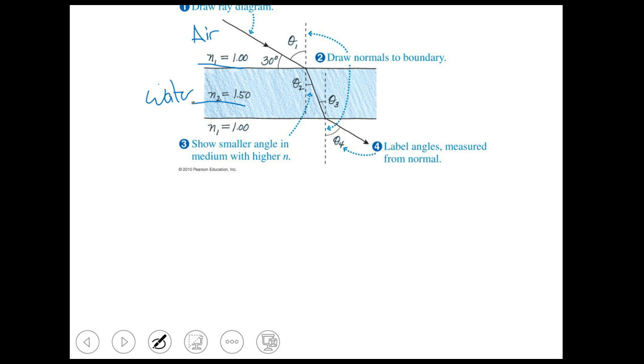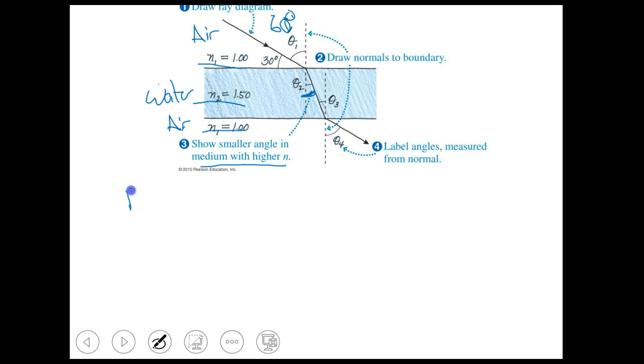Oh, and then it's actually going to go to air again, and so I need to write that index of refraction again. I know that the angle between the water and the ray is 30 degrees, and so the angle of incidence should actually be 60 degrees, right? And that's the one I care about for Snell's law. And then, well, what is this angle? This angle I can predict from Snell's law, and we're going to go ahead and do that.